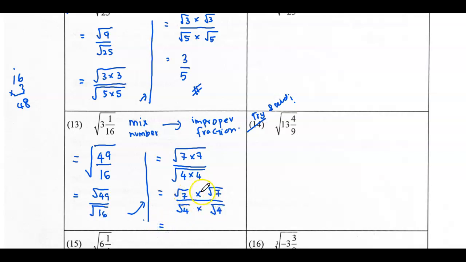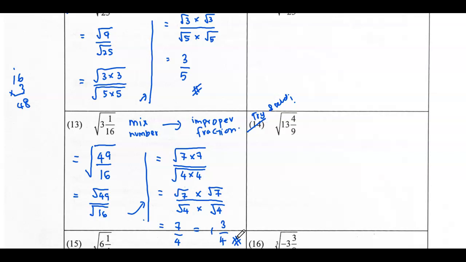Thus, square root of 7 multiplied by square root of 7 is actually 7. Square root of 4 multiplied by square root of 4 is 4. Now we have the answer as 7 over 4, which is your final answer, but you can make it look even better by changing it back into a mixed number. 4 multiplied by how many, so that you'll get 7 or nearest to 7? 1, and then plus 3. There you go.